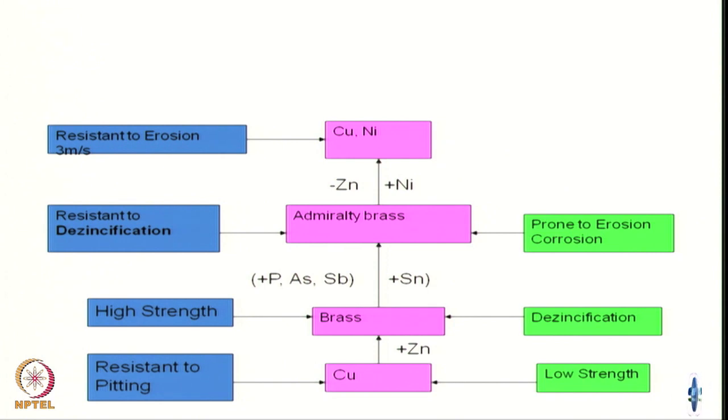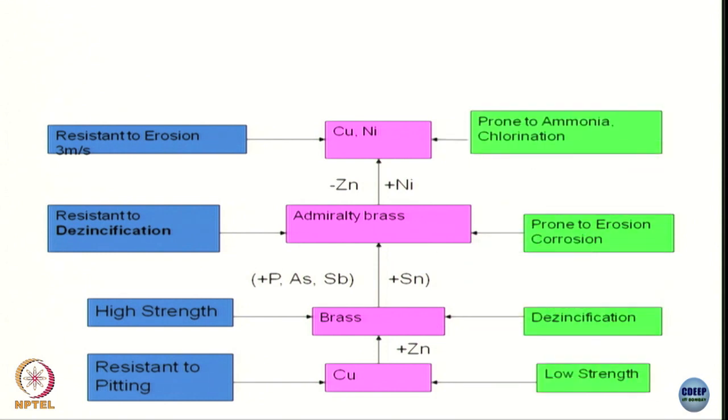You can go up to 3 meters per second, which is the limit the material can resist. Again, please look at this: when I say 3 meters per second, if you have a very corrosive liquid, 3 meters per second is not valid. We talked about normal water, maybe sea water. So, these are to be seen within qualification. Otherwise, you cannot blindly use these numbers everywhere, they are only indicative. And cupronickel alloys are prone to ammonia and prone to chlorination.